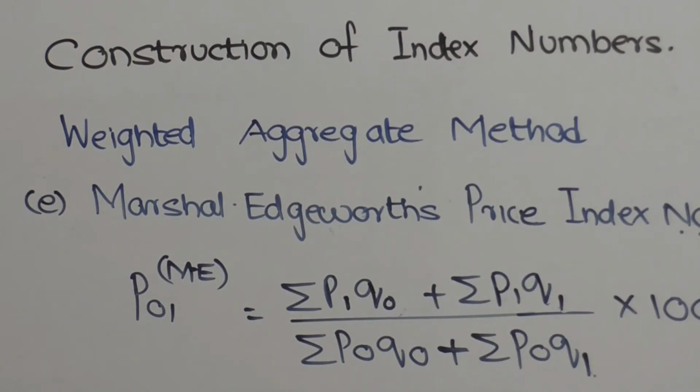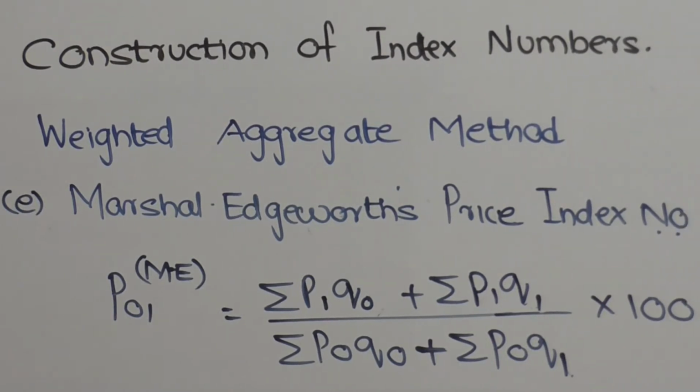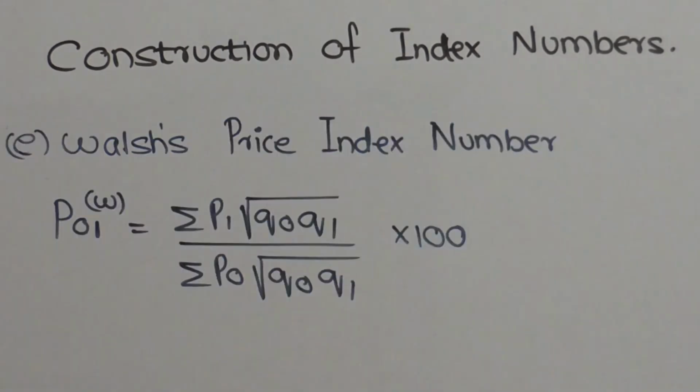Fifth formula, Marshall Edgeworth's price index number, denoted by P01ME, equals sigma P1 Q0 plus sigma P1 Q1 upon sigma P0 Q0 plus sigma P0 Q1 multiplied by 100. Sixth formula, Walsh's price index number, denoted by P01W, equals sigma P1 under root Q0 Q1 upon sigma P0 into under root Q0 Q1 multiplied by 100.